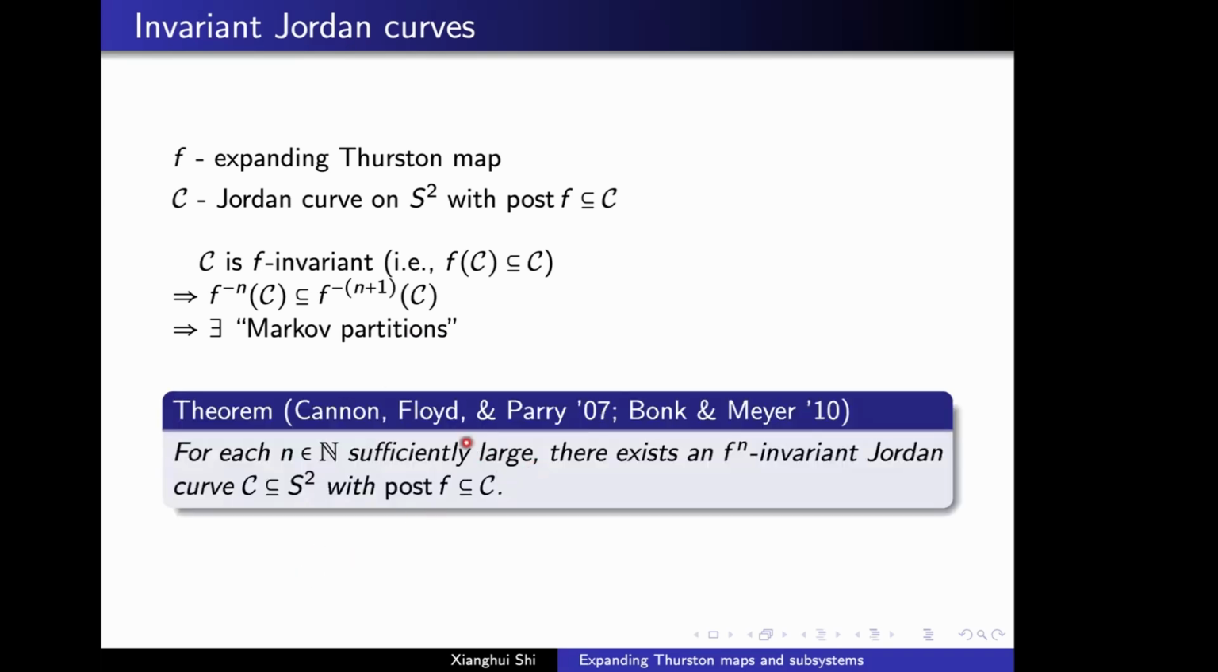Remarkable results by Cannon, Floyd, Parry, and by Bonk and Meyer state that for each sufficiently large iteration F^n, there always exists an F^n-invariant Jordan curve containing the post-critical set. So that's not too bad. Okay. Up to now, we haven't defined any metric on the sphere.